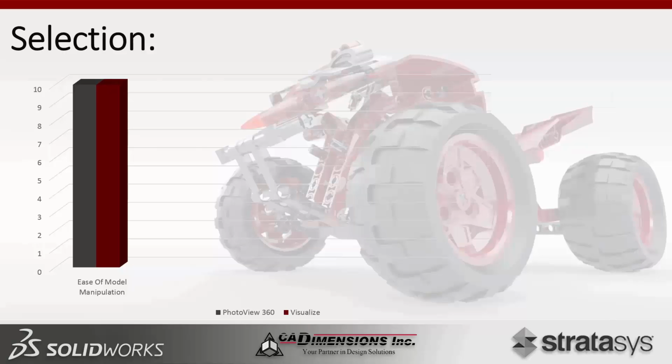All right, so for selection, again, these are fairly similar in the way that they work. So essentially just ease of manipulation is what we're looking for. I'll say a tie on this. Like I said, I like the filters that you have in Visualize, but pretty similar. They may work a little bit differently, but you have very similar controls in both.